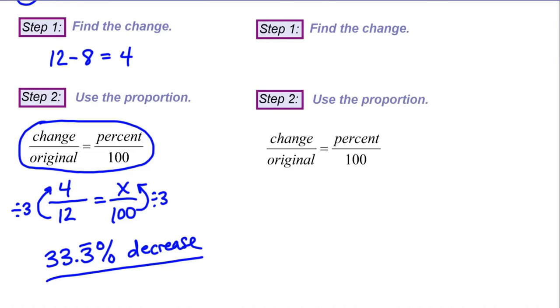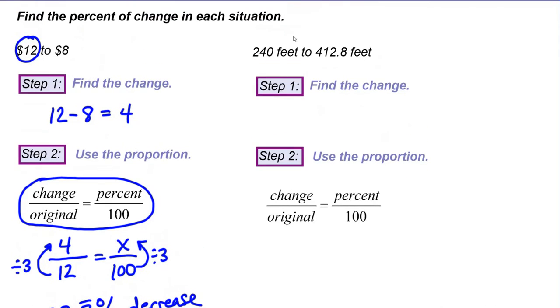So that's a 33 and 1/3% decrease in the amount of money. Next, we had a change of 240 feet to 412.8 feet. What is the percent of change? So again, the first thing I need to do is subtraction, find out how much it changed. And when I subtract these numbers, I get a change of 172.8 feet.